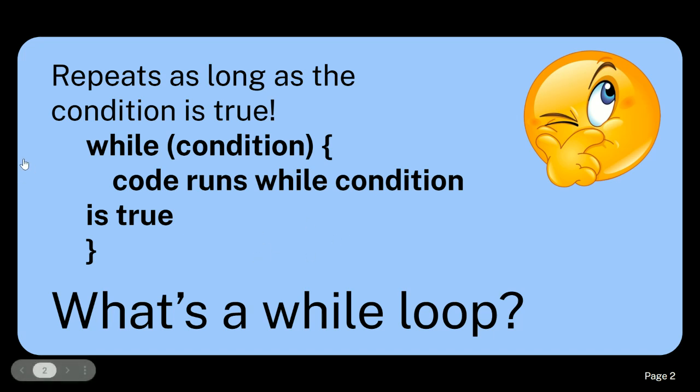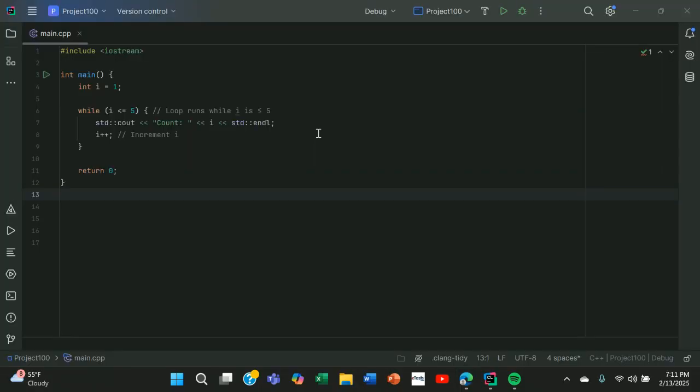So right here we have an example of a while loop. Our integer variable i has a value of 1. Inside the while loop we have our condition, which is i less than or equal to 5. And right here in our comment, we have: loop runs while i is less than or equal to 5.